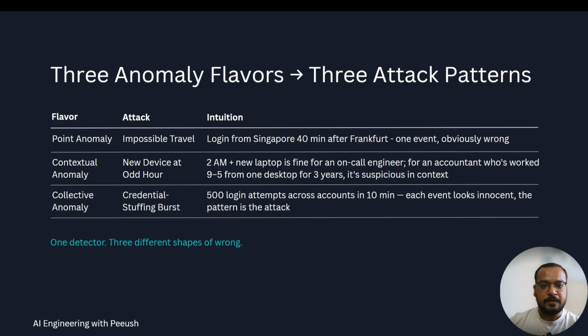Collective anomaly: events that are individually innocent, but form a pattern that isn't. Our credential stuffing burst. Each login attempt looks completely ordinary on its own. 500 of them across different accounts in 10 minutes is an attack. No single event rule can ever catch this. You only see it in aggregate features. One detector, three different shapes of wrong. That's the bar.